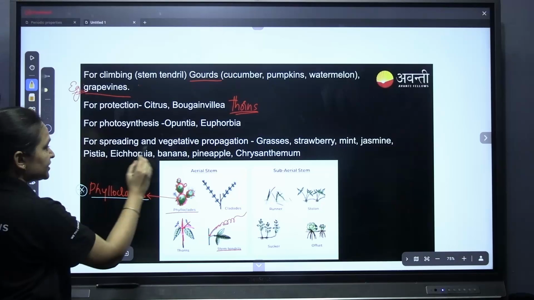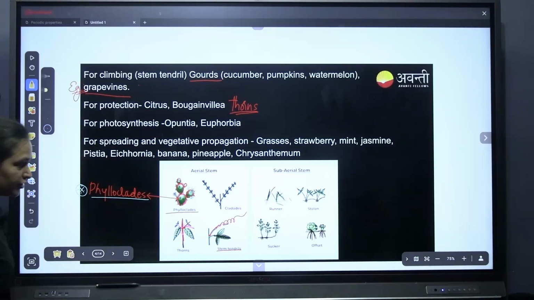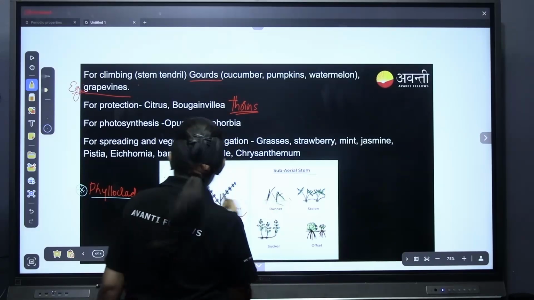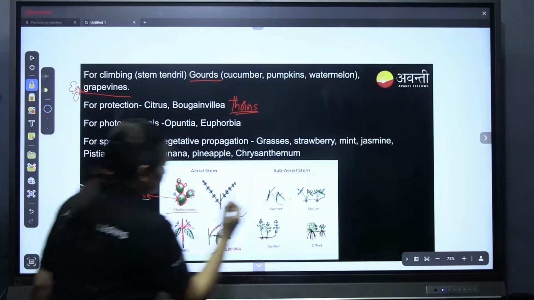And for spreading and vegetative propagation, if you can see here, this is in grass, especially this is in grass.